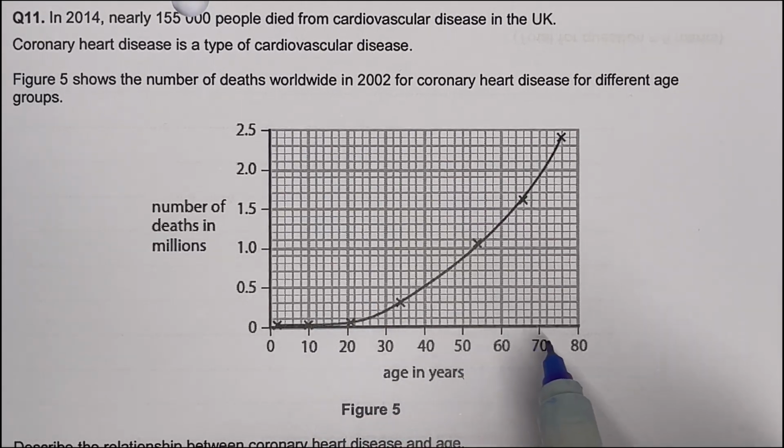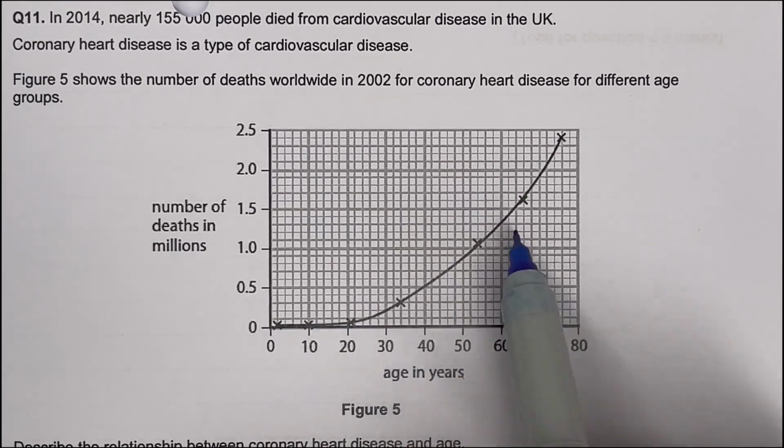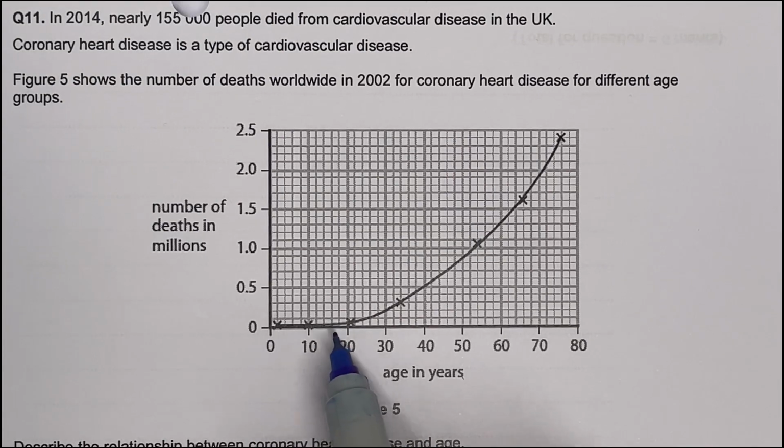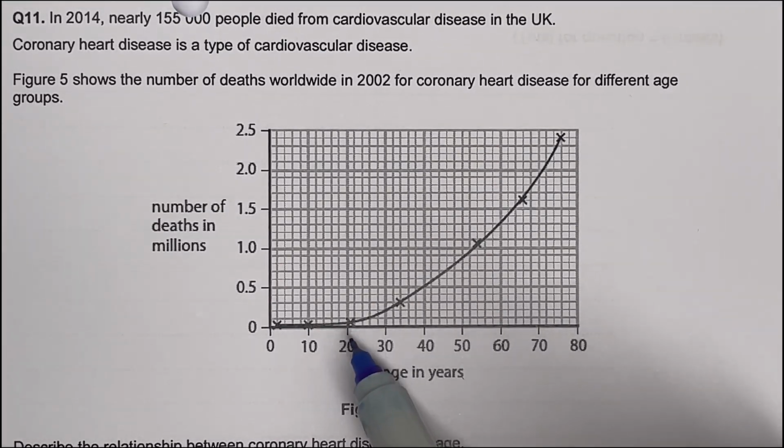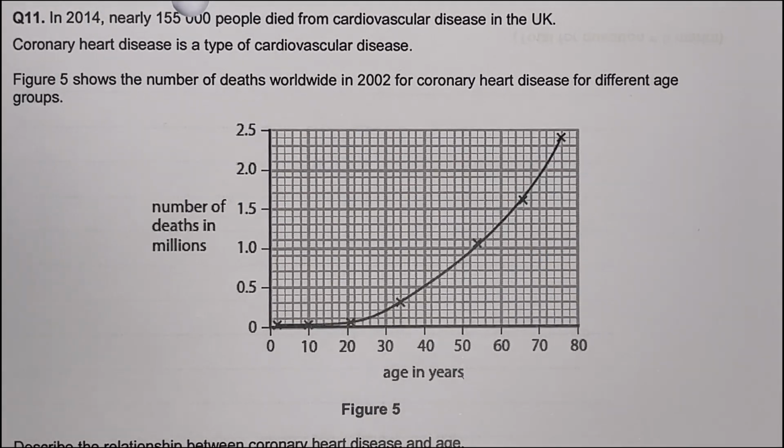So as the age is increasing, the number of deaths is increasing. Okay, but I can see that from 0 to around 20 years, the number of deaths didn't really increase that rapidly. There's a rapid increase from 20 years or 21 years up to 70 years. So that's what I can see from the graph before I look at the question.